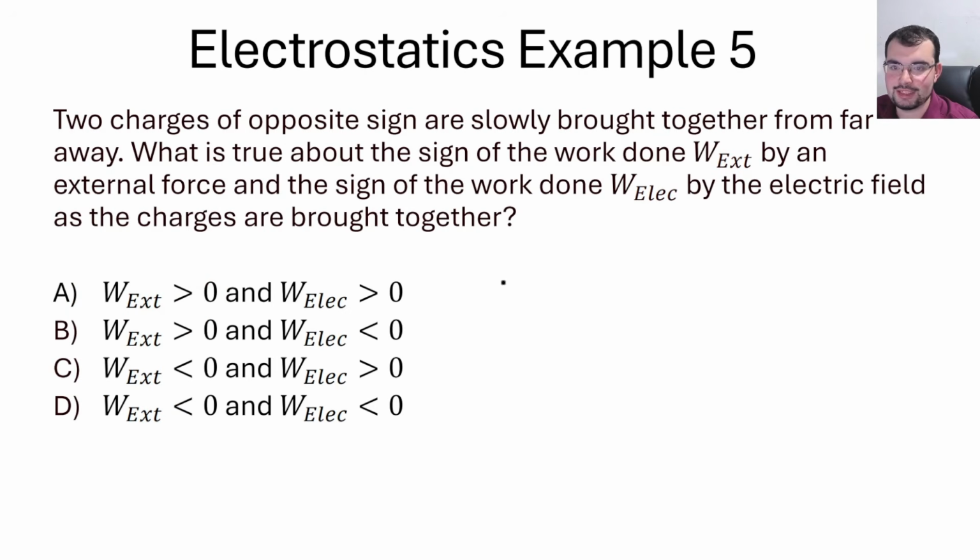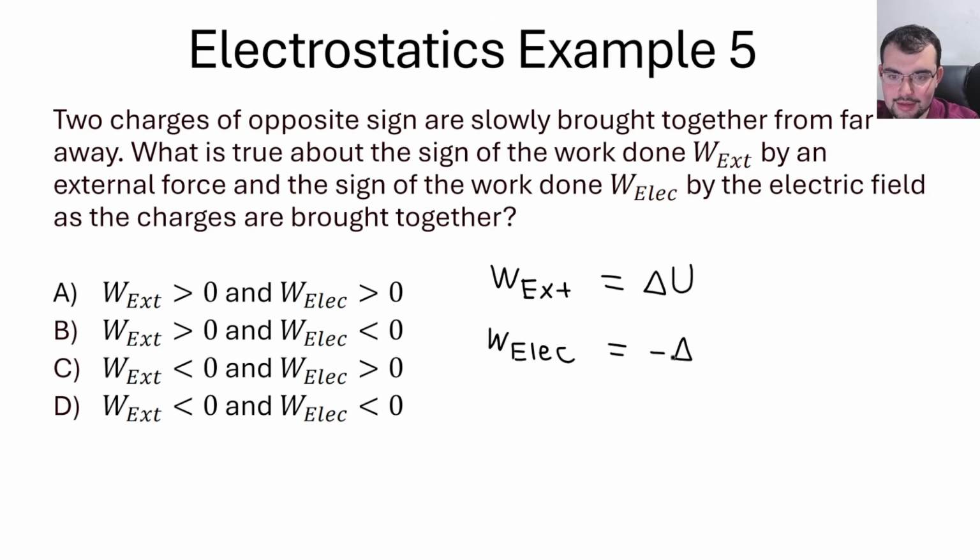Two charges of opposite sign are slowly brought together from far away. What's true about the sign of work done by an external force in bringing these charges together? So by definition, the net work done on a system changes the potential energy. And also take this as a fact or memorize this if you don't want to deal with the dot product definition: the electric field always does work exactly opposite to the potential energy change.